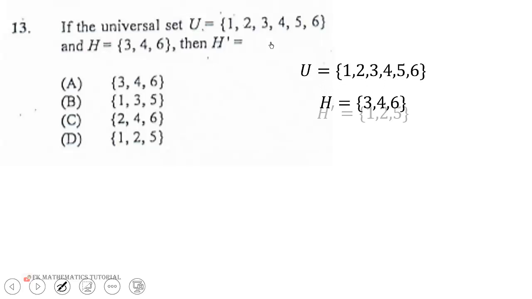If the universal set U is 1, 2, 3, 4, 5, 6 and H is equal to 3, 4, 6, then H complement is equal to elements in U that are not in H. So these are 1, 2, and 5. So the correct answer is D.